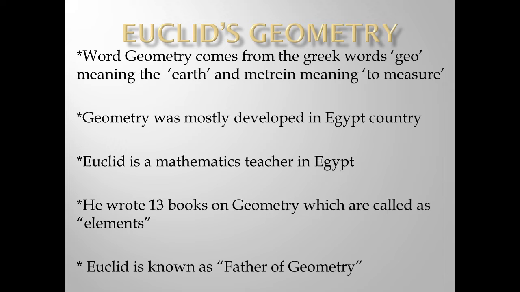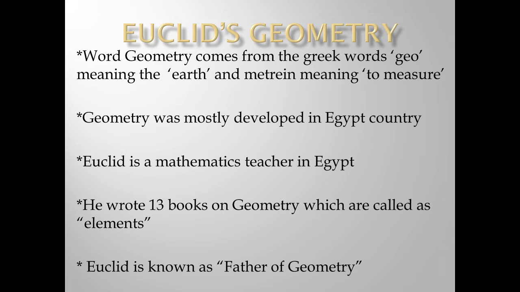To construct the boundaries exactly, they needed particular measurements and particular objects. So they developed some of the objects in geometry like point, line, plane, and some of the basic shapes like that. The geometry was developed mostly in Egypt. In Egypt there was one mathematics teacher, whose name is Euclid. This Euclid is known as the father of geometry.